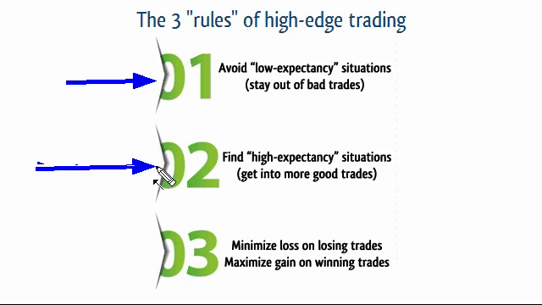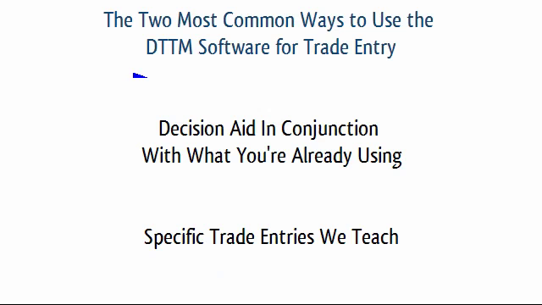Now rule two is getting into more high expectancy trades, or getting into more good trades, and that's going to be the real focus of this video and what I'm going to dive into next. And by the way, what we call rule three is maximizing gain on winning trades and minimizing your loss on losing trades, and I'm going to speak about that in detail in the next video on exit strategy. But for now, let's focus on how you can use the DayTradeTheMarkets software to get into more good trades, rule two, if you will.